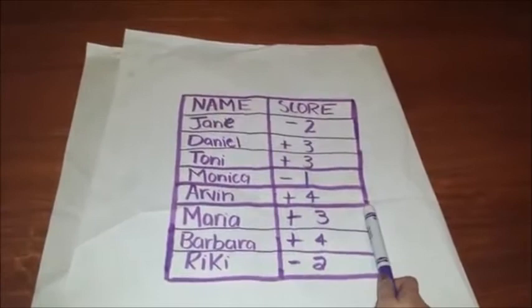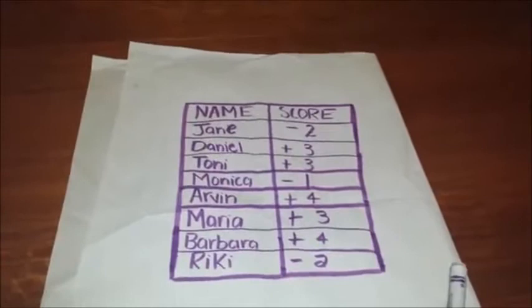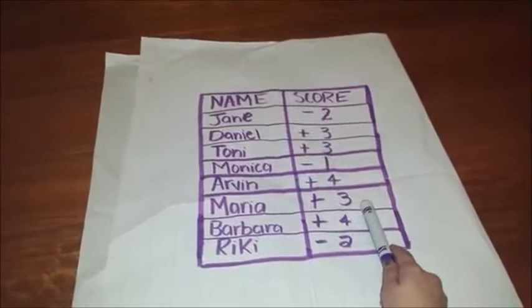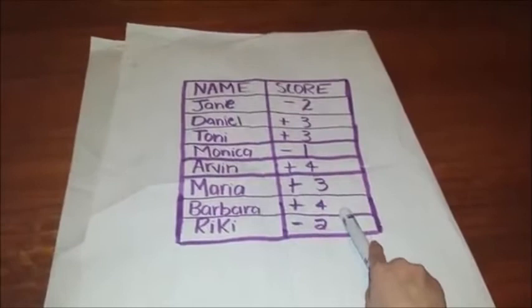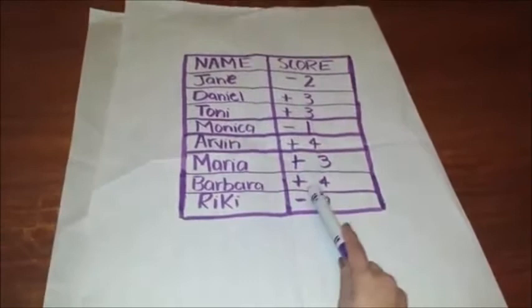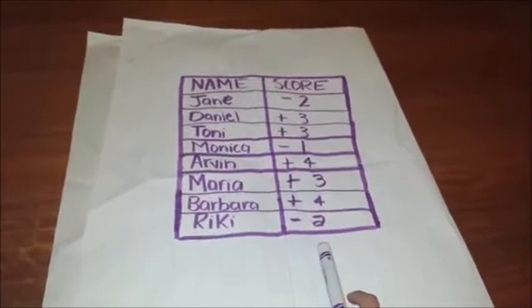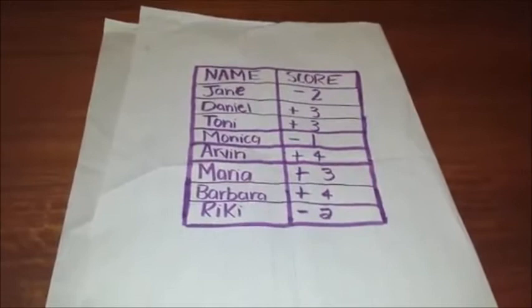The next one we have is Maria. Maria scored positive 3. The difference between Arvin and Maria is 1. Next we have Barbara. Barbara scored positive 4. The difference between Maria and Barbara is 1. Next we have Ricky. Ricky scored negative 2. The difference between Barbara and Ricky is 6. Math is everywhere.